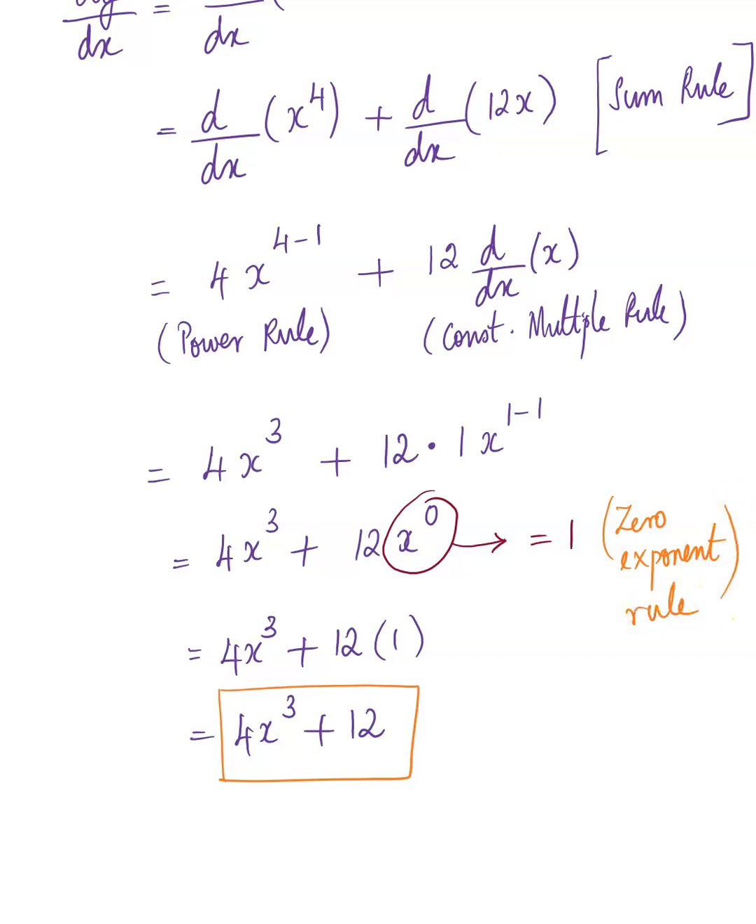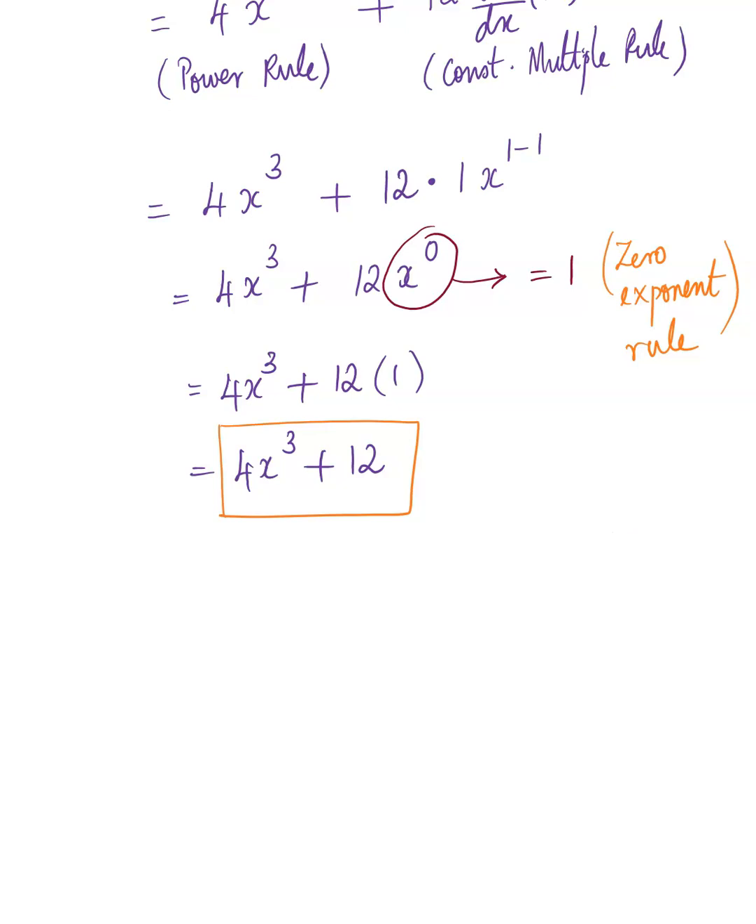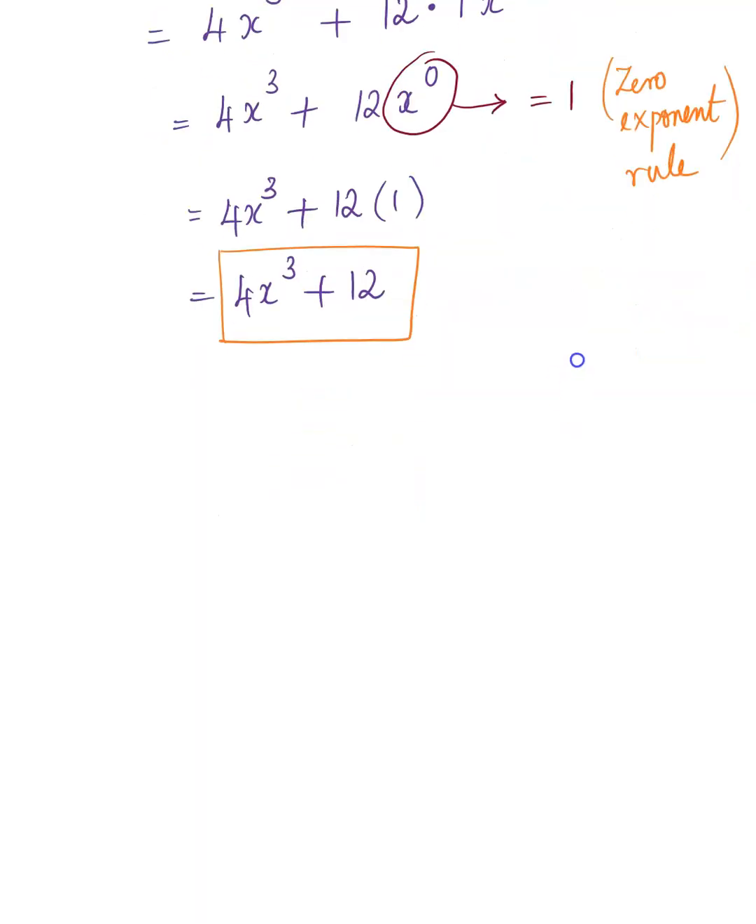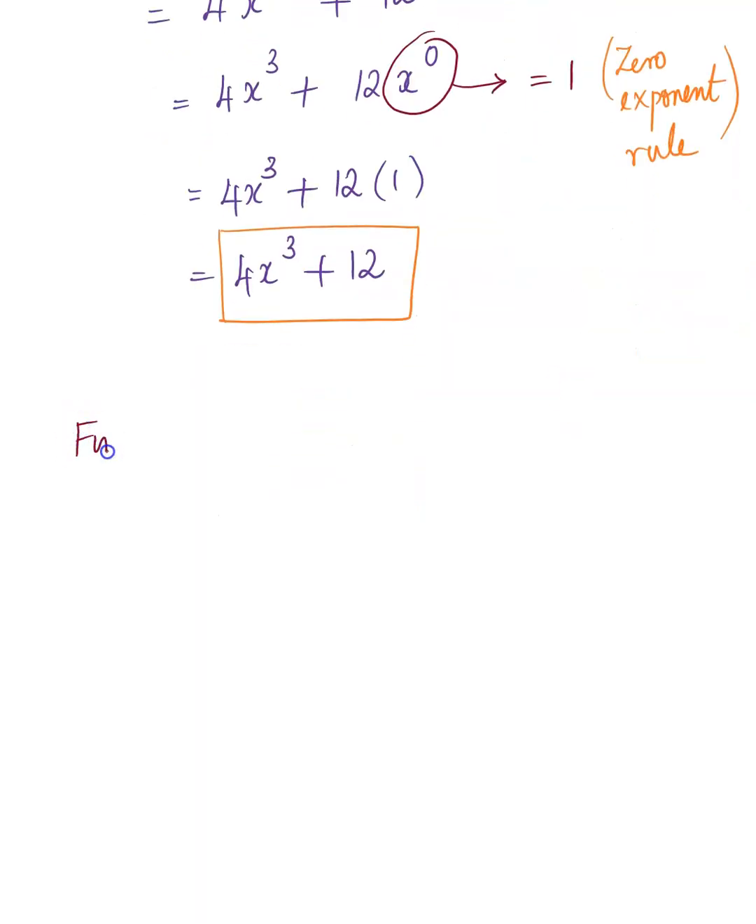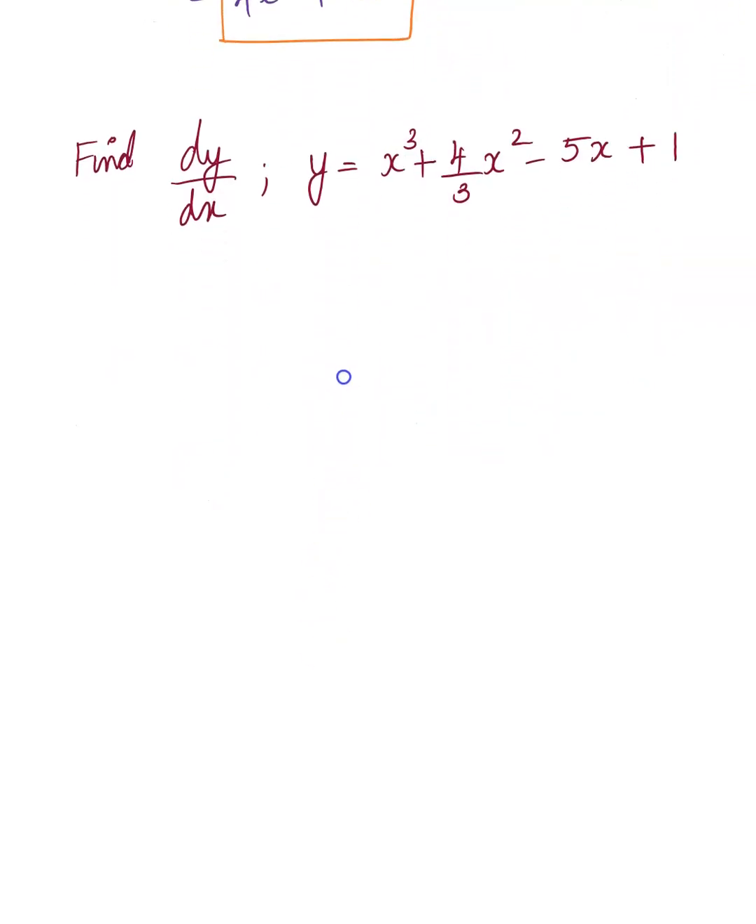And you can clearly see how algebra is an integral part of calculus. You really cannot survive in calculus without being strong in algebra. Find dy over dx. And y is x cubed plus 4 over 3x squared minus 5x plus 1. And eventually, you'll be doing faster than what we're doing now. They're just being introduced to this concept. So it's a good idea for you to pause the video and catch up with me later.